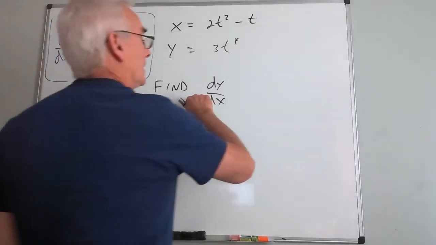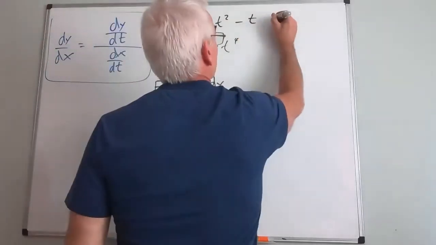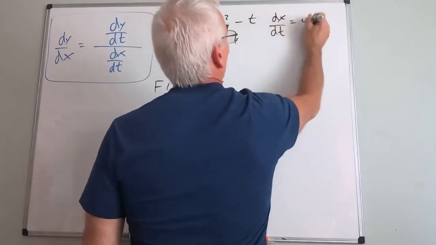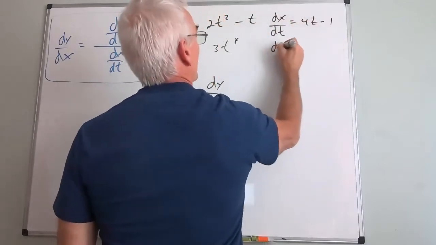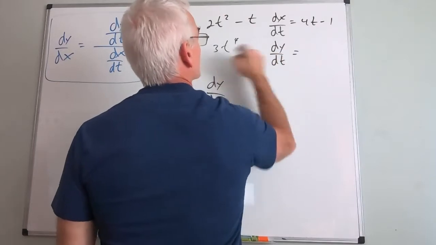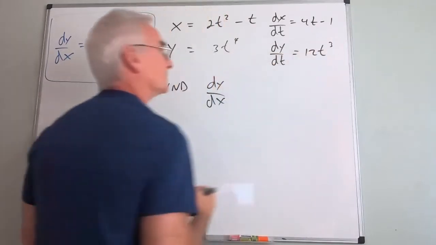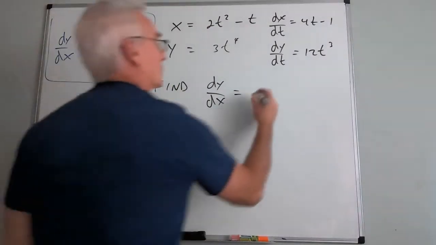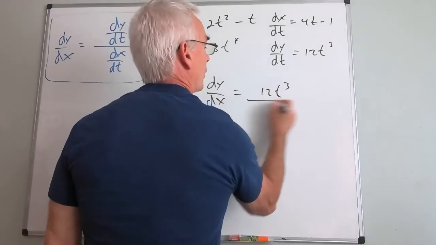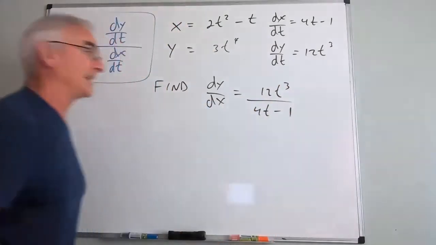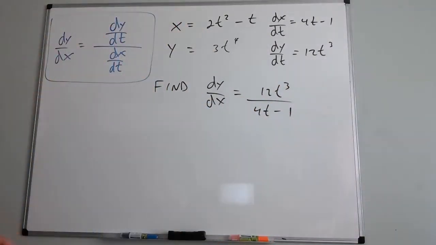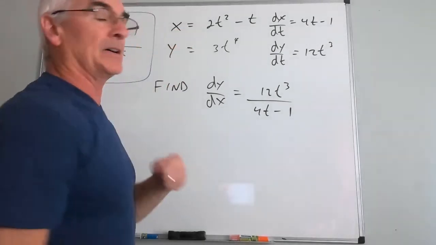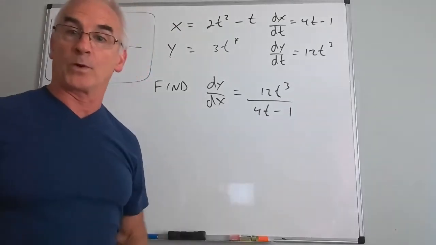So when I go to here, I want to first find dx/dt, which would be 4t minus 1. And then I'm going to find dy/dt, which would be 12t cubed. Then the answer to this question, look at the form, would be 12t cubed over 4t minus 1. That's it. I don't need the answer in x and y, because if I gave you this parameterization, then for any value of t, we could figure out what the derivative is.